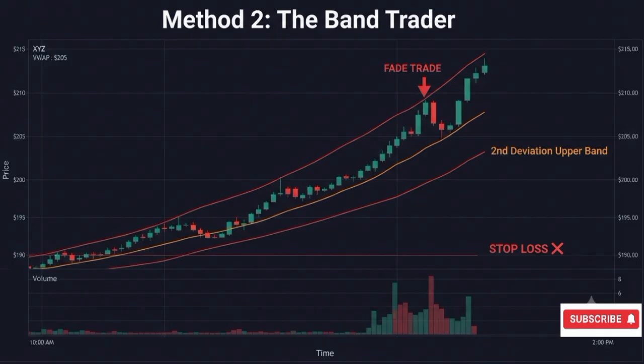Method 2, the band trader. You've got your first standard deviation, your second standard deviation, your third. Price touches the second deviation, you fade it. You think you're trading mean reversion. What you're actually doing is catching a falling knife or worse, fighting a freight train because you have no idea whether you're in a ranging market or a trending market.